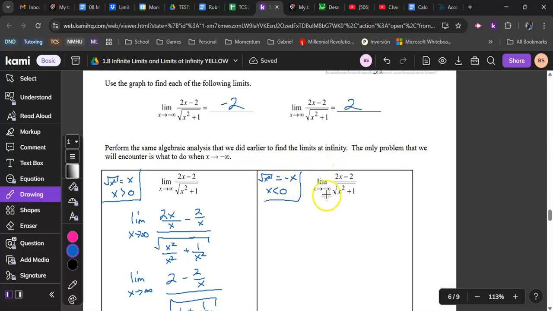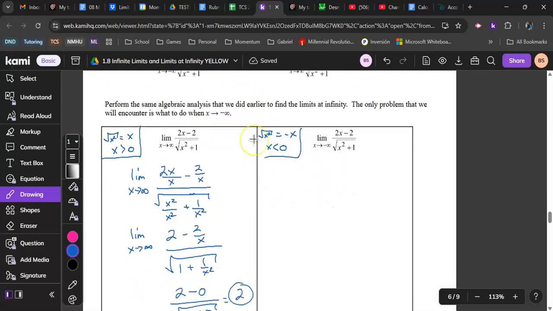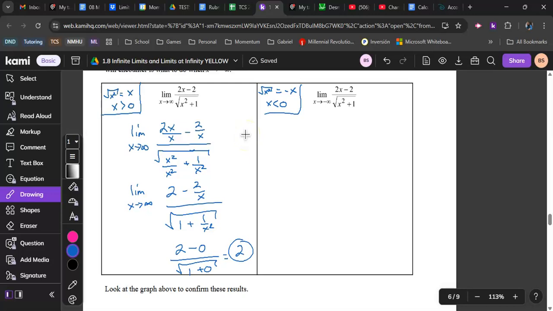This next one is where now we're going to say that we're approaching negative infinity. We should get negative 2 for this one. Now, we already did the simplification. It's the exact same question, except that this time we're dividing it by negative x. So it's going to be 2x over negative x minus 2 over negative x, all over the square root of x squared over x squared plus 1 over x squared. Notice this time I don't make it negative. Why? Because it's squared. It's always positive, if I square something that's negative.